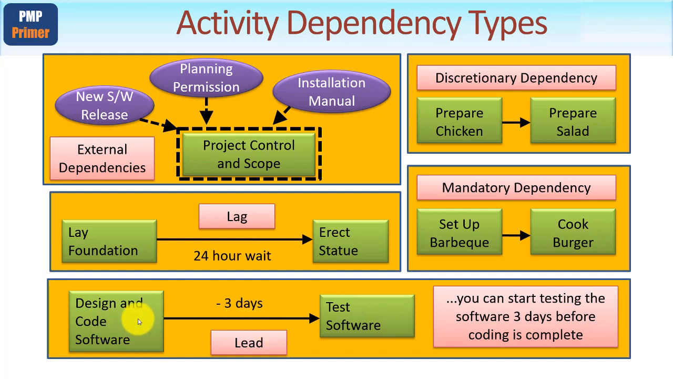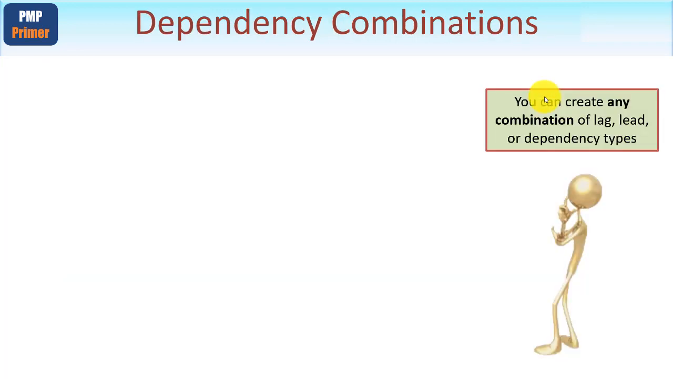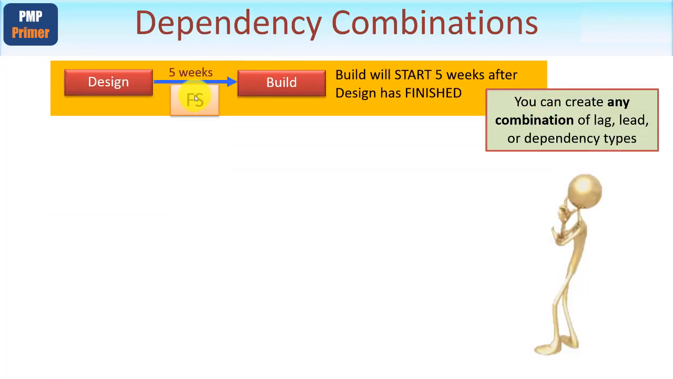And here I've shown a finish to start relationship, but this tells the reader that we're going to start testing the software 3 days before we finished all of the design and coding. So that's called a lead. And you can take this a step further. What I've been talking about here is finish to start, but there's other flavors. Let me show you. Here's a finish to start, called FS, and in this I've inserted a lag of 5 weeks. So in English this says build will start 5 weeks after design is finished.